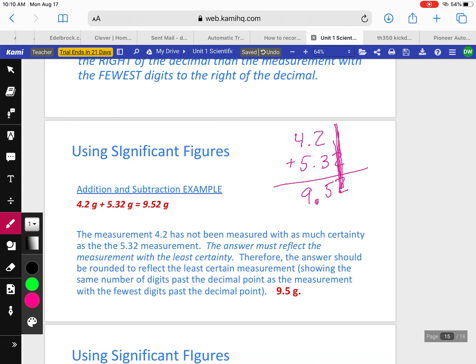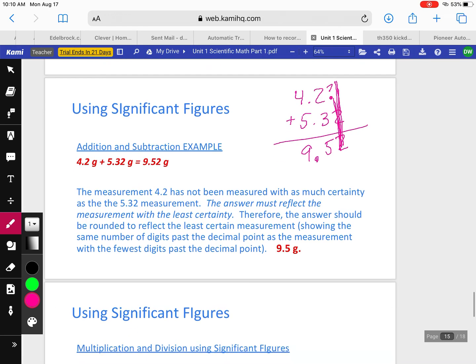But we cannot count that 2 because we don't really know what's up here. So we get 9.5. I am not going to give you a whole lot of addition and subtraction. We do not do a lot of addition and subtraction in the calculations that we do. Most of what we do is going to be multiplication and division. So that's what we're going to focus on. And it's a little bit easier to understand the multiplication and the division.